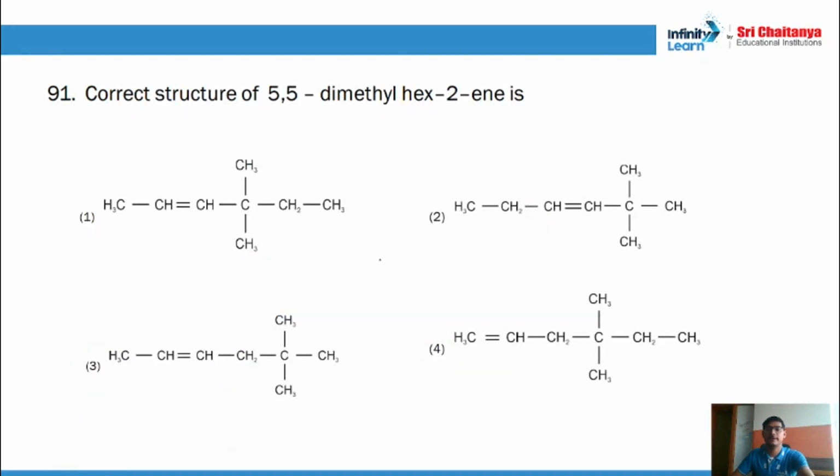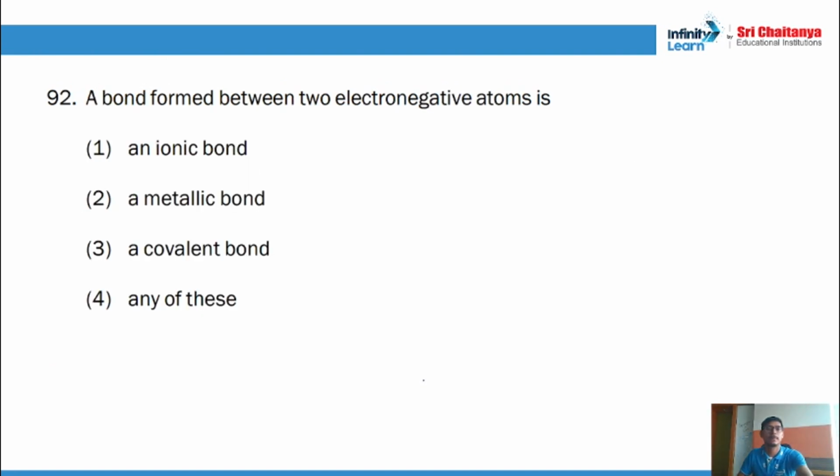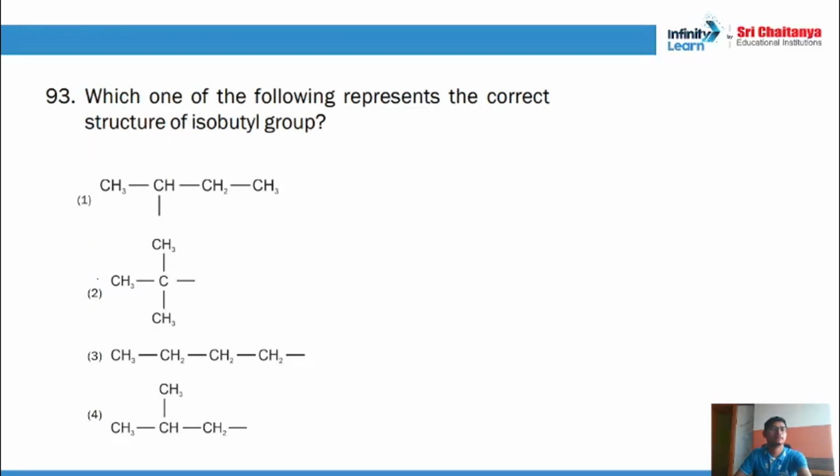Correct structure for 5,5 dimethyl hex-2-yne will be H2. Then you can find out that we give the double bond the priority. You should know that the double bond gets priority over the substituents. So 1, 2, 3, 4, 5, 6. So 5,5 dimethyl hex-2-yne, right? This becomes the correct answer. A bond formed between two electronegative atoms is a covalent bond. That is two non-metals basically.